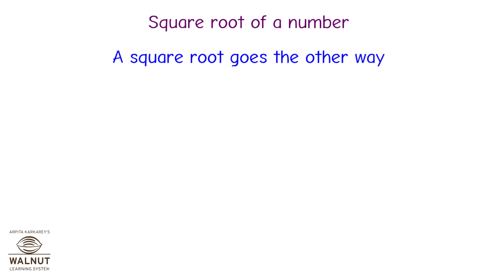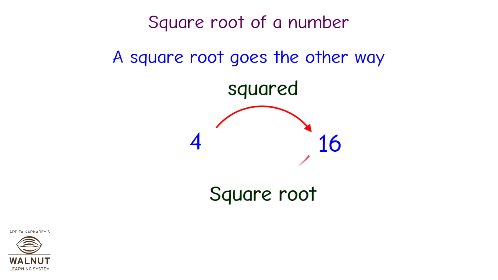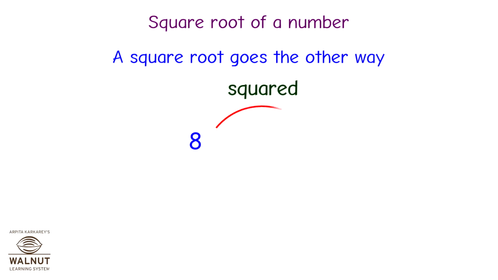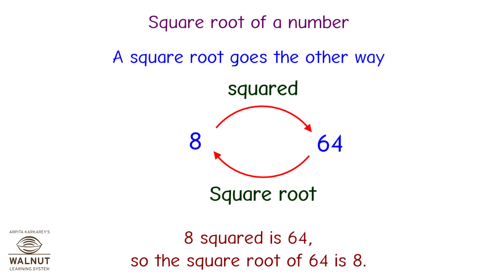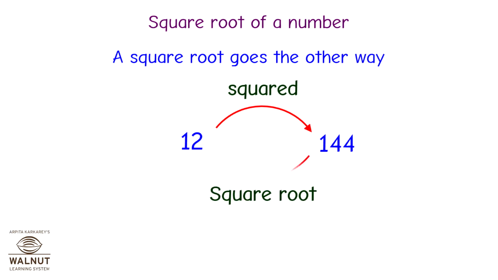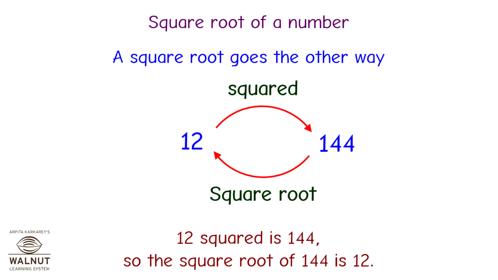Square root of a number. A square root goes the other way. Four squared is 16. So the square root of 16 is 4. Eight squared is 64. So the square root of 64 is 8. Twelve squared is 144. So the square root of 144 is 12.